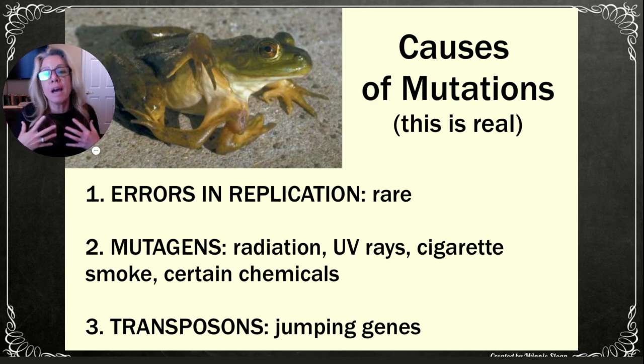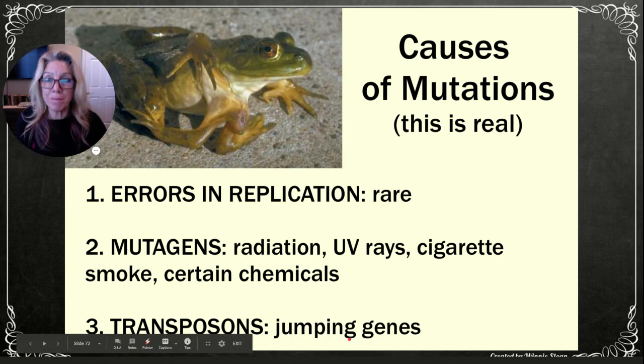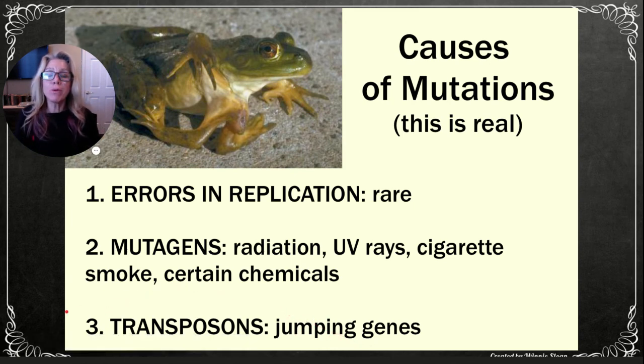Okay, and then certain chemicals are mutagens. So errors in replication are rare, but mutagens, you want to put this in your notes: radiation, UV rays, cigarettes, and certain chemicals. And then transposons are what are called jumping genes. Literally, these are the most terrifying things to me, and the bulk of your DNA is actually transposons. This is DNA that removes itself and jumps in somewhere else.